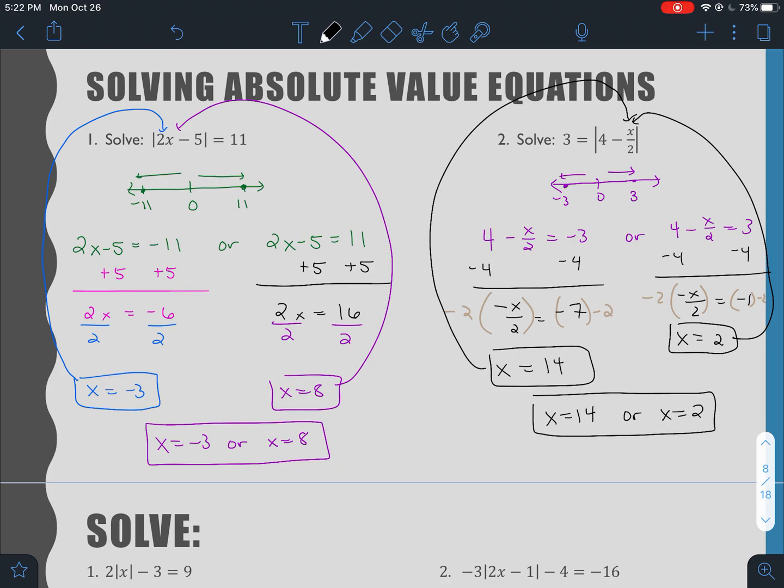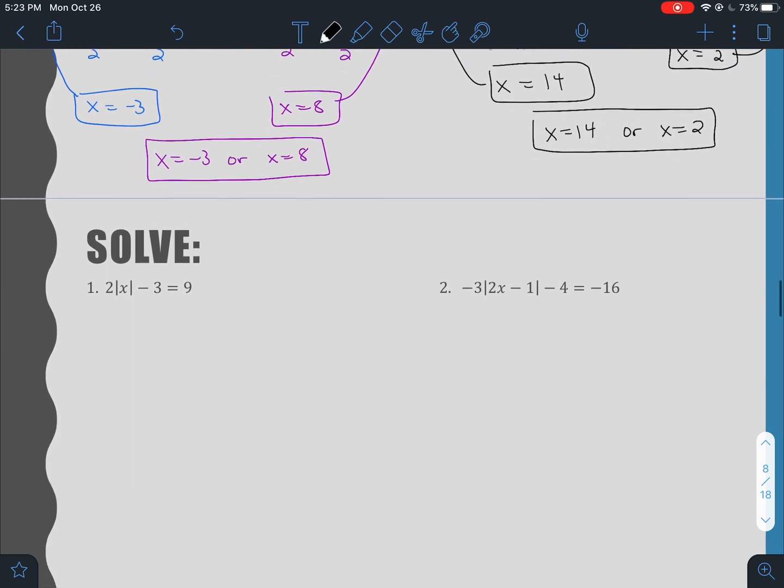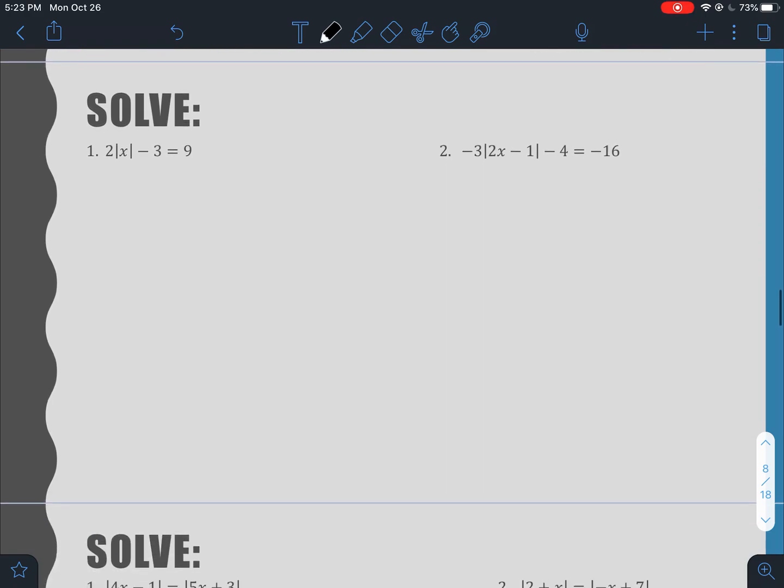All right, so that's if you already have an absolute value of a quantity is equal to a number. What if the absolute value has some other stuff surrounding it? So like number 1, 2 times the absolute value of x minus 3 is equal to 9. So your first step is you need to get the expression in absolute value alone on one side.